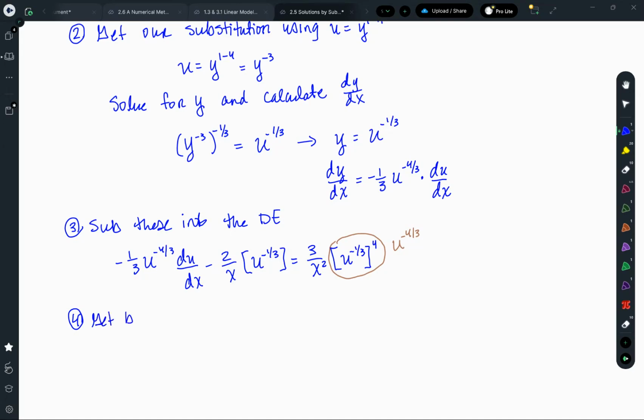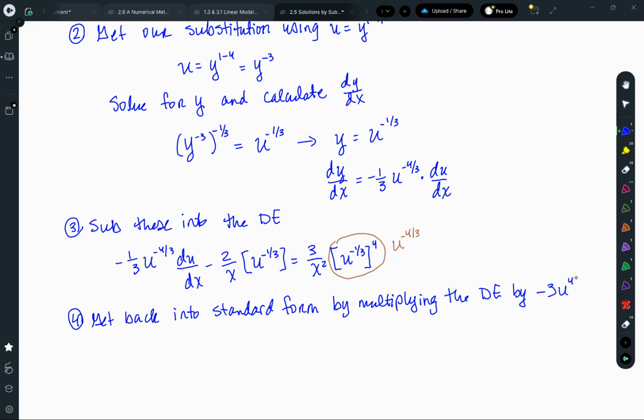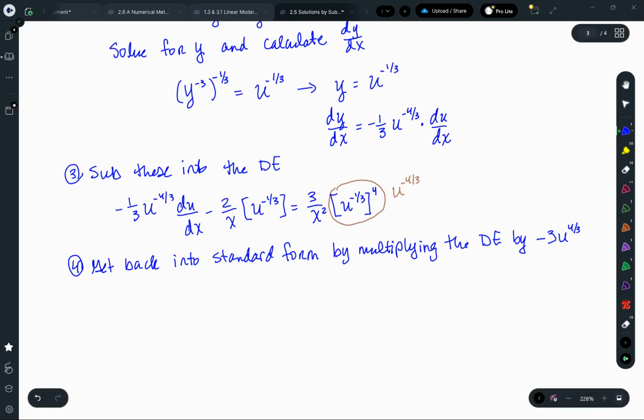Get back into standard form, and we have to figure out what we need to multiply by in order to do that. So we'll get back into standard form by multiplying the DE by, I need to undo a negative 1/3. That means I'll multiply by a negative 3. I need to get rid of a u to the negative 4/3. That means I'll multiply by a u to the positive 4/3. And that should take care of how ugly this is, okay?